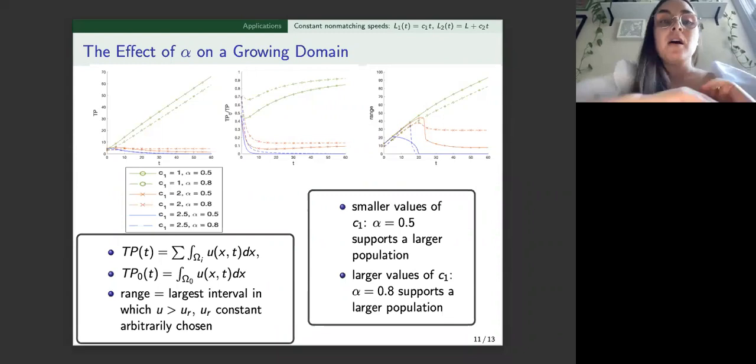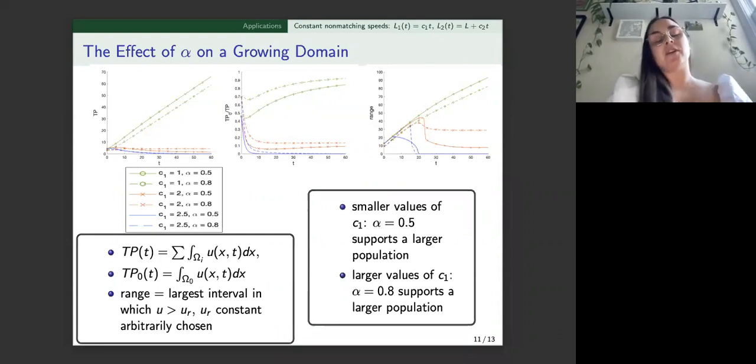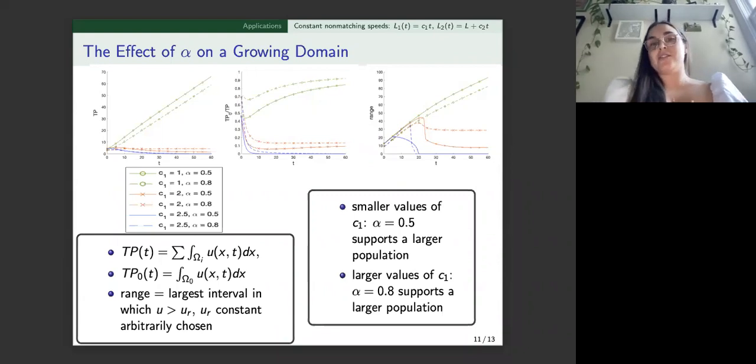So let's start with the green curves with the circle markers, where alpha equal to 0.5 is the solid curve, and alpha equal to 0.8 is the dashed curve. In all cases, we see increasing behavior across all these graphs. The interesting point here, though, is that alpha equal to 0.5, so no preference for either habitat, sustains the larger population. We can see that it also sustains a larger range. And this connects, because the zombie population is just bigger and longer. That's why alpha equal to 0.5 sustains a larger population.